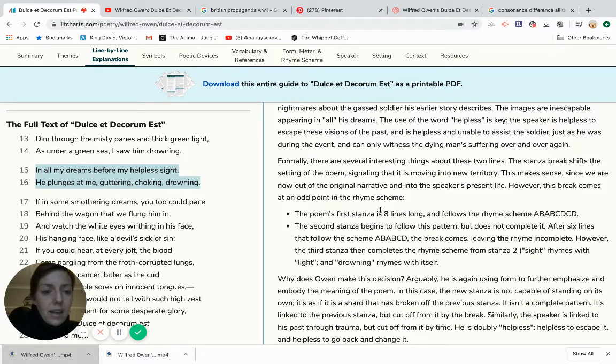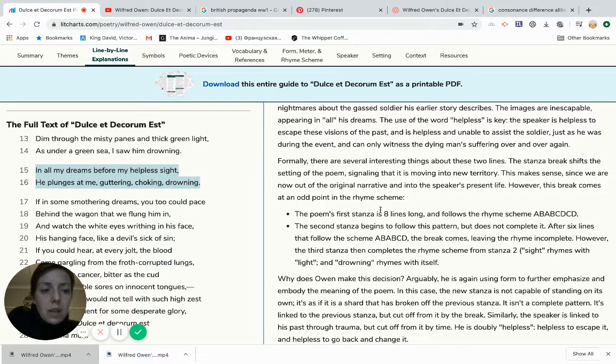and is helpless and unable to assist the soldier, just as he was during the event, and can only witness the dying man suffering over and over again in his dreams. Formally, there are several interesting things about these two lines.